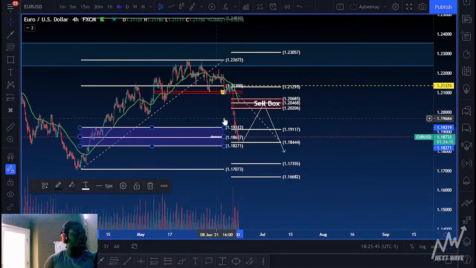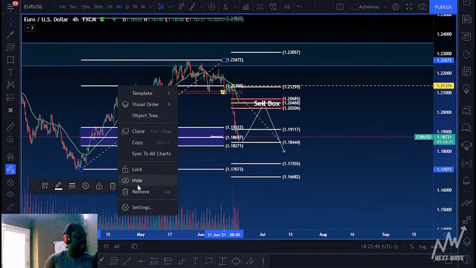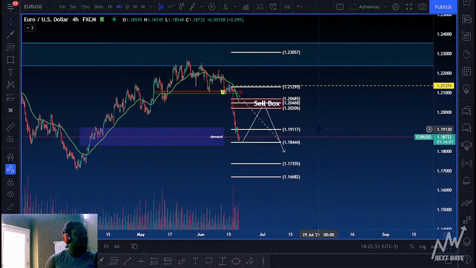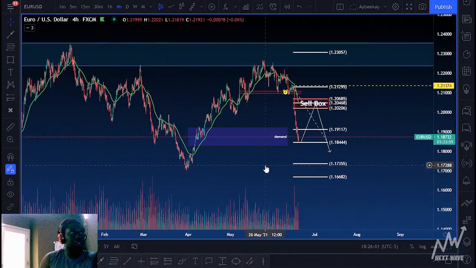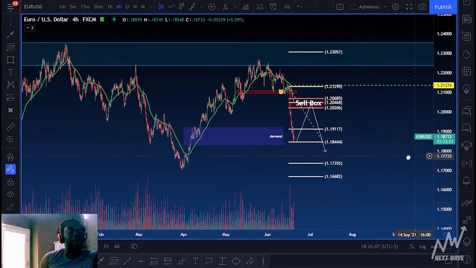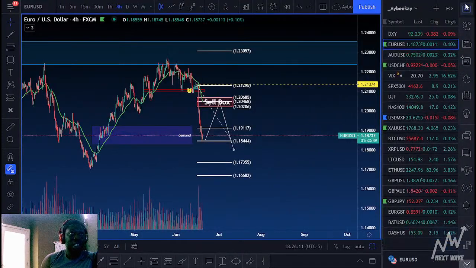I'm not gonna put the whole demand box there, but I'm gonna be watching it because I do think that the possibility of price bouncing off of here to come to the sell box exists. So, gonna be waiting to see what happens. Those who are still bullish on the DXY or on the Euro USD, hey, you can buy it here if you want. But I'm not bullish on it. I'm looking for the sell. So there you go. Oh, let me go on to arbitrage.